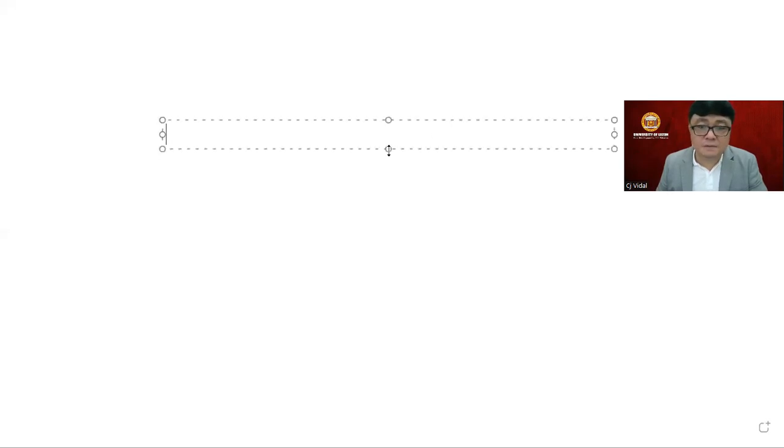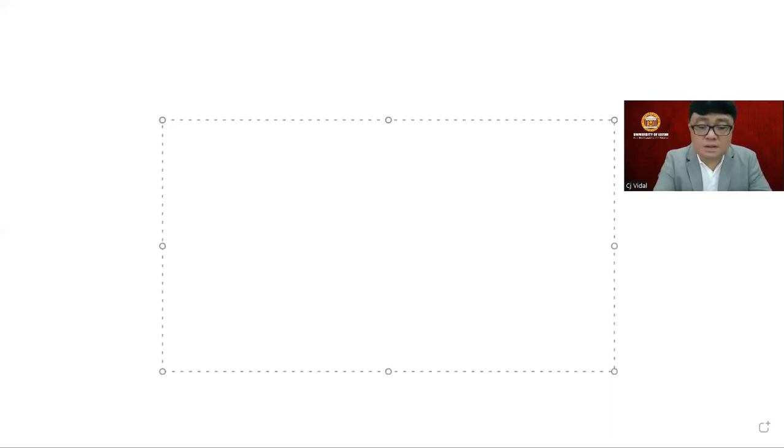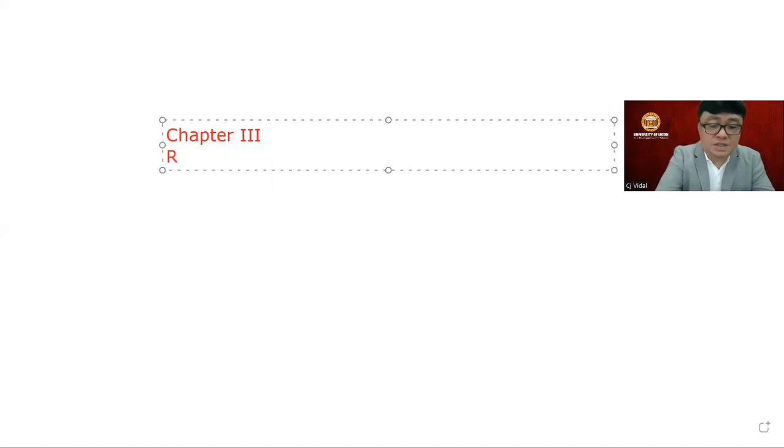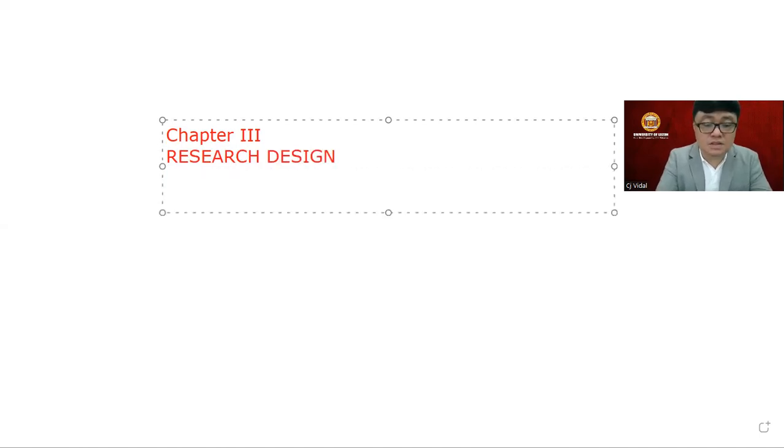The research design is embodied in the third chapter of the UL Prescribed report. So, chapter 3, entitled Research Design, consists of the following sections. Number 1, we have research method to be used.